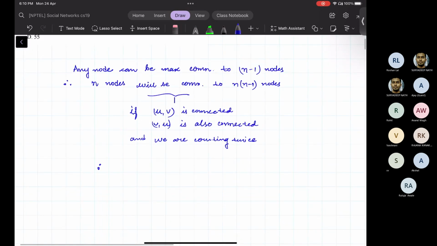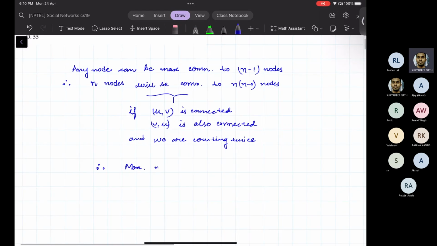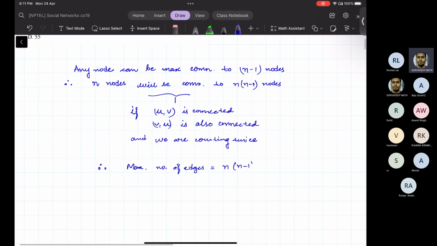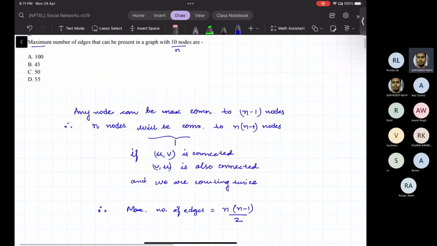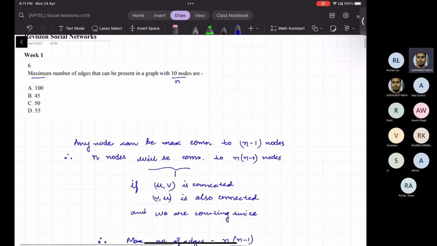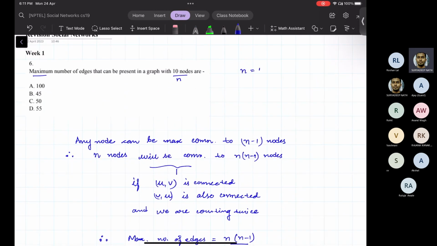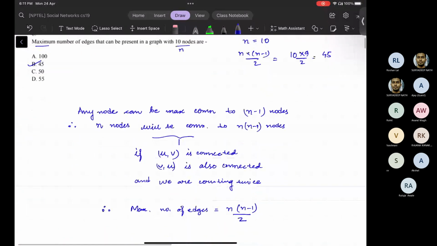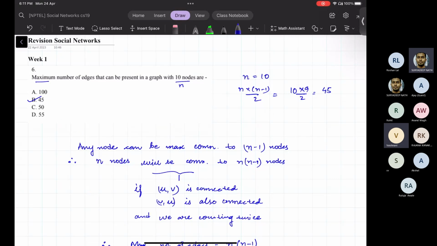Therefore, the maximum number of edges will be equal to n into n minus 1 over 2, because we are counting each edge twice. If n is equal to 10, then n into n minus 1 by 2 would be 10 into 9 by 2, that would be 45. So the right answer is 45. Remember this concept: the maximum number of edges in a graph with n nodes is always n into n minus 1 by 2.